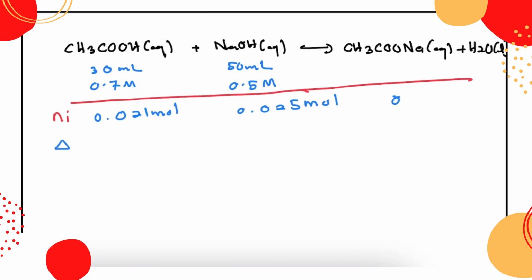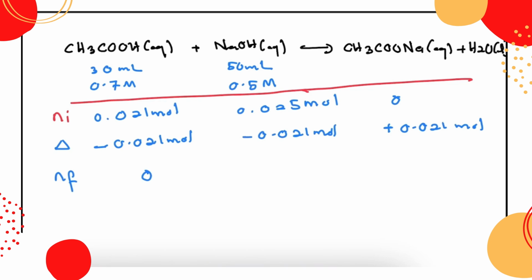Alright, so initially there is no salt produced. So the changes is according to the less number of mole, which is negative 0.021 mole, negative 0.021 mole, and this is again 0.021 mole. And the number of mole final, this one is complete. Okay, and what about this one? 10 to the power of negative 3. Alright. So now let's look at the final product.